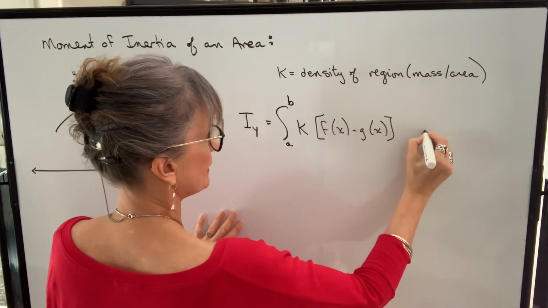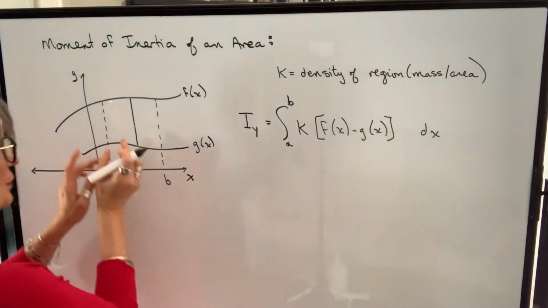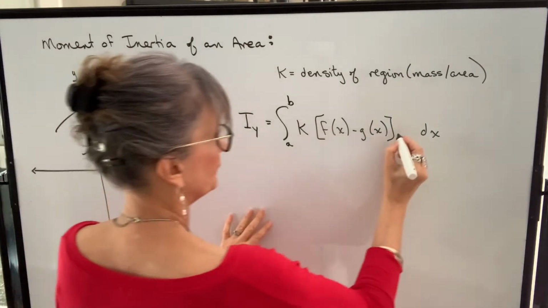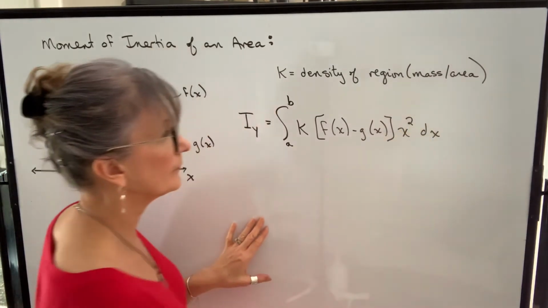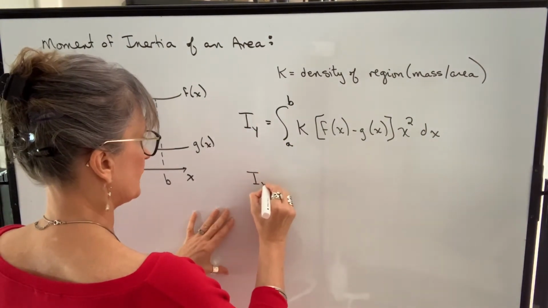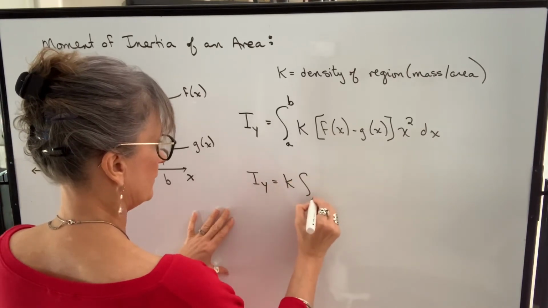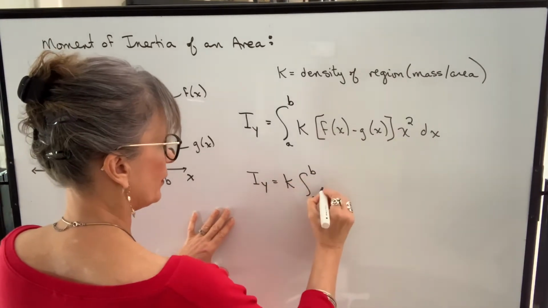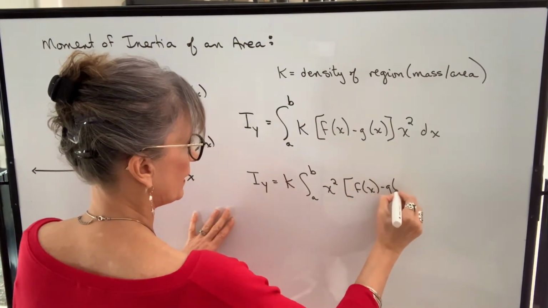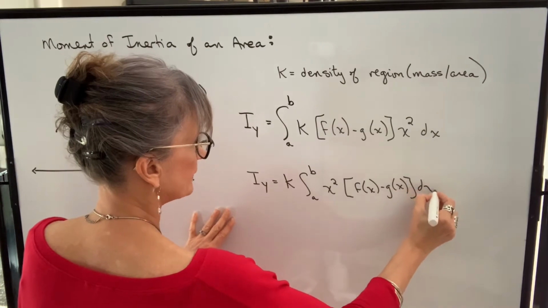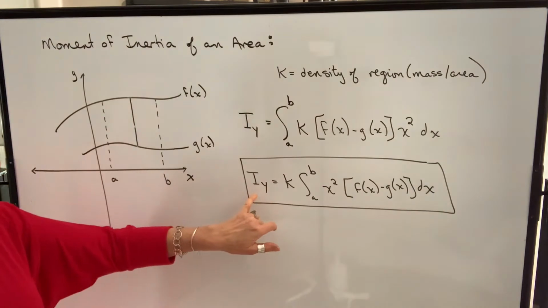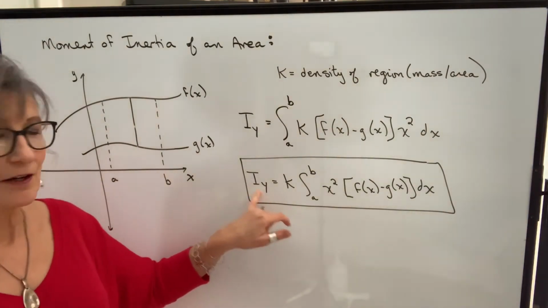And I'm going to put the dx here. And it's a second moment, so I have to multiply by this distance x squared. When I simplify that, I'm going to take the k outside of the integral sign because it's a constant. I'm going to move the x squared in front times f of x minus g of x dx. So this is the formula for finding the moment of inertia about the y-axis of this area.